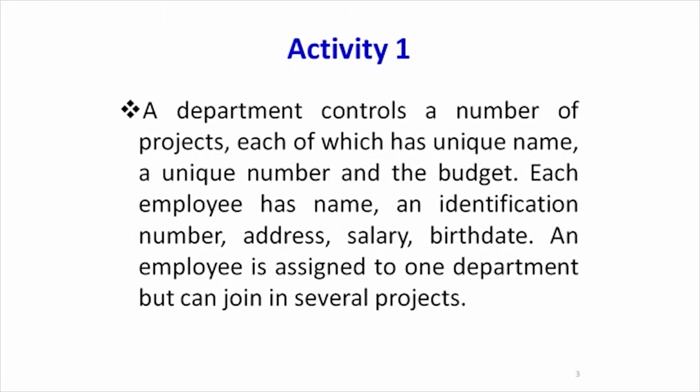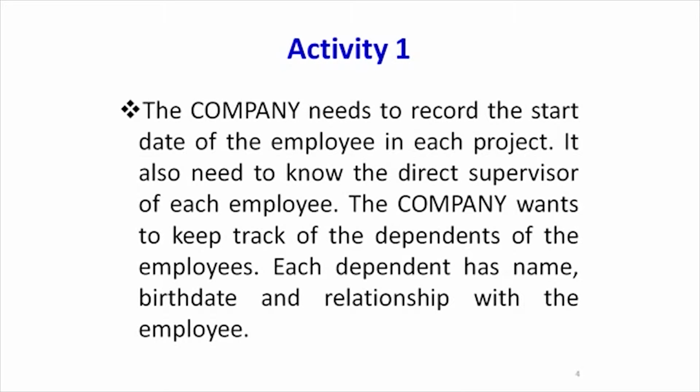Each employee has a name, an identification number, address, salary, and a birth date. Just remember, these are attributes or characteristics of an employee. Also, an employee is assigned to one department but can join in several projects. The company needs to record the start date of the employee for each project. It also needs to know the direct supervisor of each employee. Also, the company wants to keep track of the dependents of the employees. Each dependent must have a name, birth date, and a relationship with the employee.